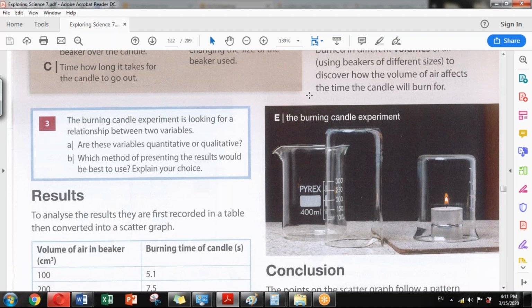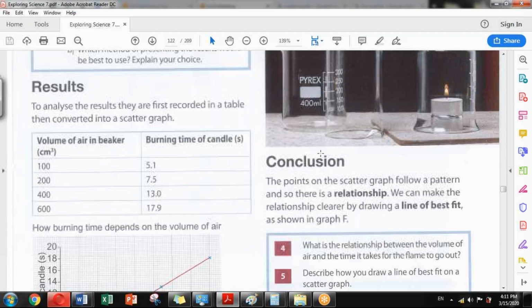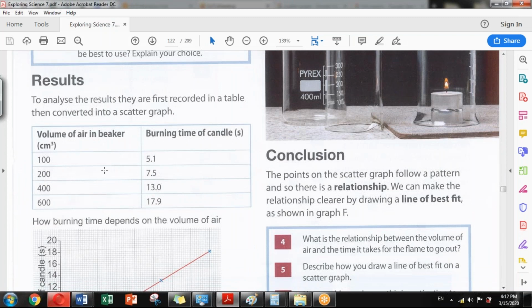Now they conducted an experiment here. Volume of air in the beaker, volume of oxygen in the beaker, and burning time of candle. Generally, we know that if there is a lot of oxygen in the beaker, the burning time of the candle will be much higher. If the volume of oxygen in the beaker is less, the burning time of the candle will be less. In numbers, they did the experiment and got these numbers: 100, 5.1, 200, 7.5, and 600, 17.9.